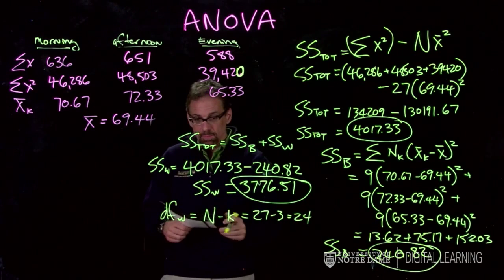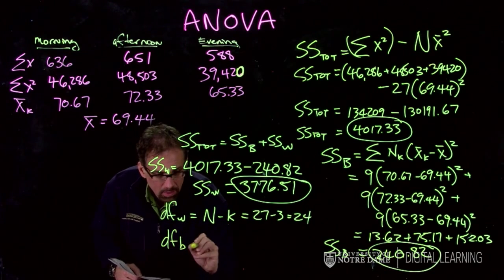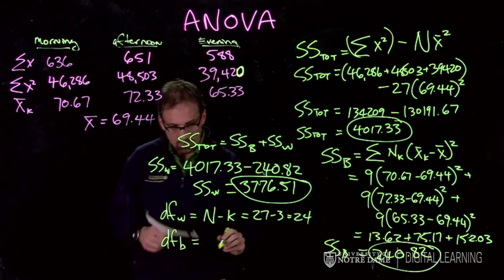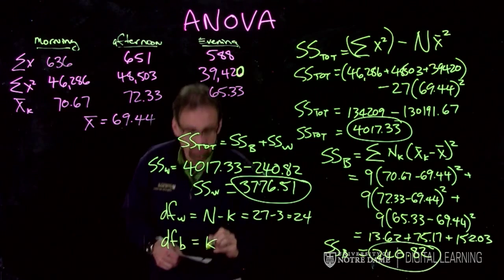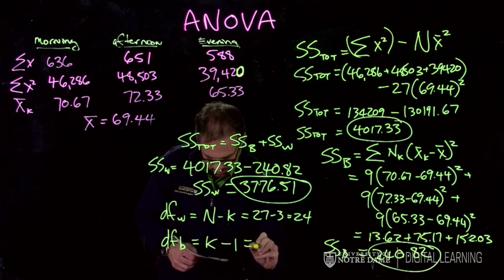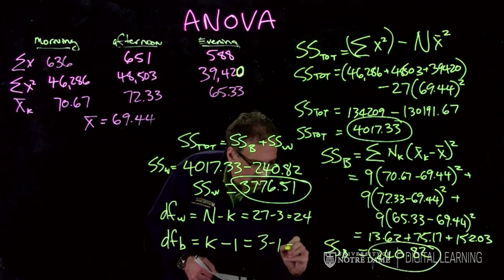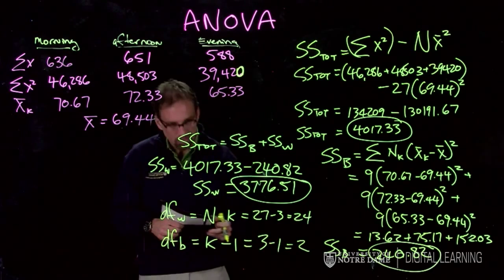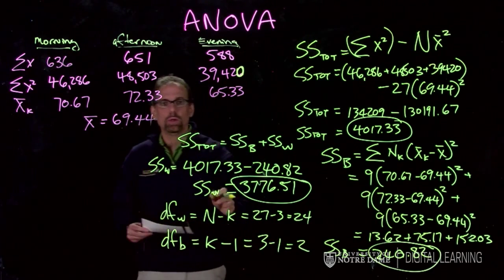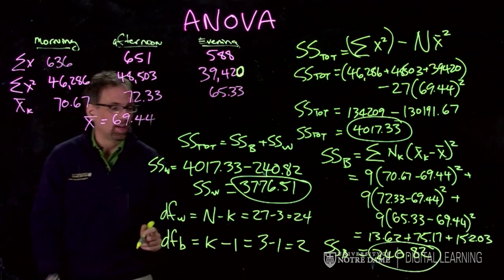Okay, degrees of freedom between, that has to do with how many groups I have. So I'm starting off with my number of groups, which is k, and I'm going to take out 1, so k minus 1. In this case, that's 3 groups minus 1, and that equals 2. So I've got 2 degrees of freedom for the between. All right, we're almost there.